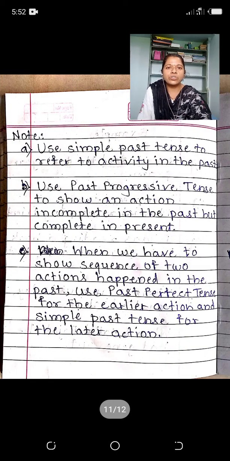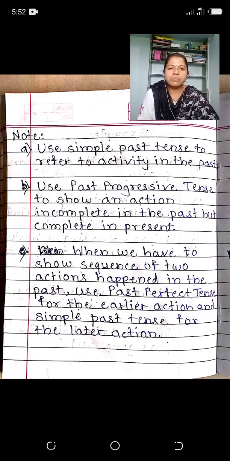Now see in which situations you have to use past tense. Use past progressive tense to show an action incomplete in the past but complete in the present. When you speak about any past event, that event must be completed in present, but if you want to show that that action was incomplete in the past, there you have to use past progressive tense. Use simple past tense to refer to the activity in the past. If you want to speak about general past, you have to use simple past tense.